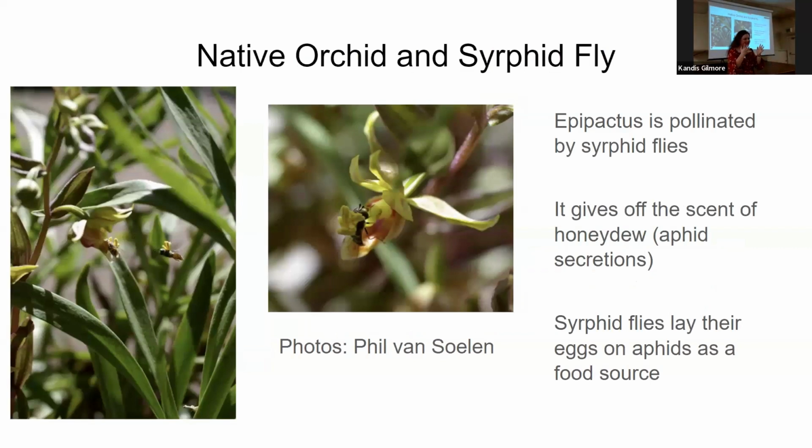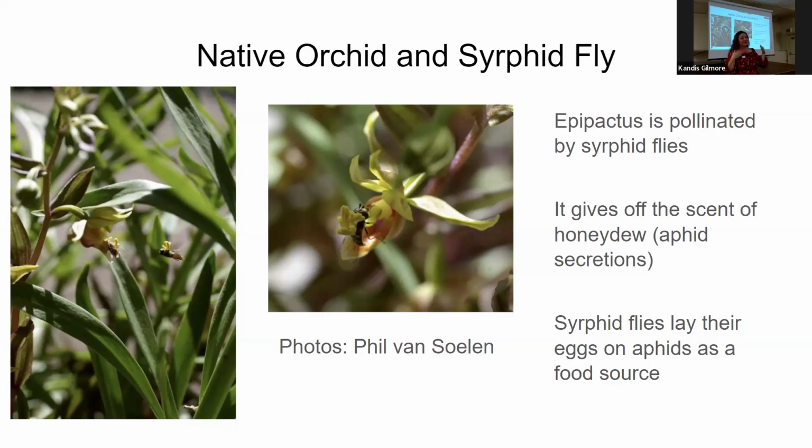Another really interesting ecological interaction that I learned about recently is that the native orchid, Epipactis, is pollinated by syrphid flies. Syrphid flies eat pollen and nectar as adults, but as larvae, they're predators. They eat aphids and other insects. And this orchid apparently gives off the scent of honeydew. Honeydew is the secretions that aphids make when they're drinking. They drink plant juices, and the juice comes out of them, and a lot of ants like to drink it. So it gives off the scent of honeydew.